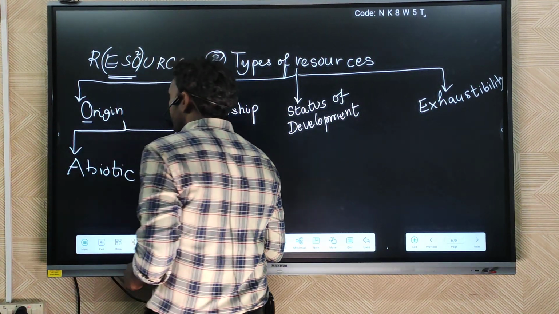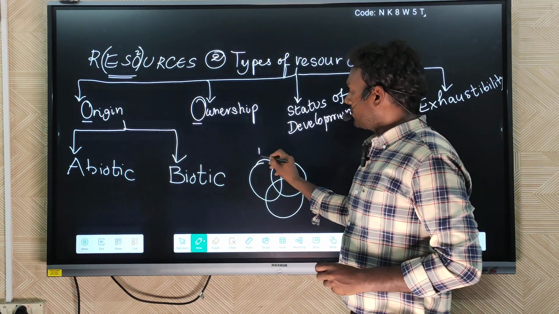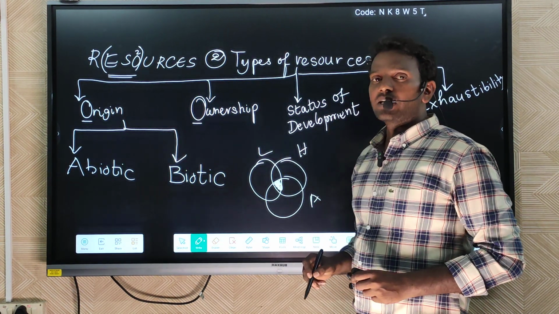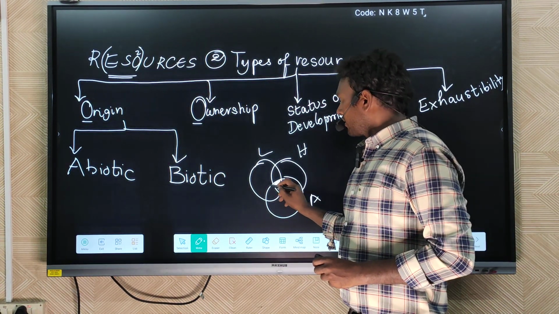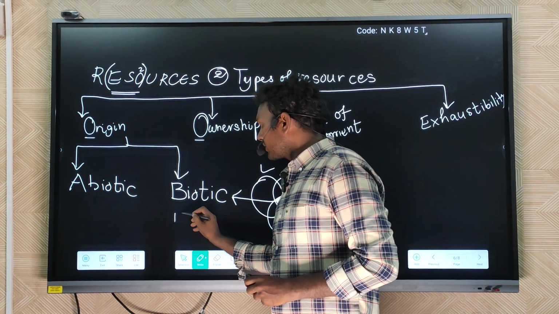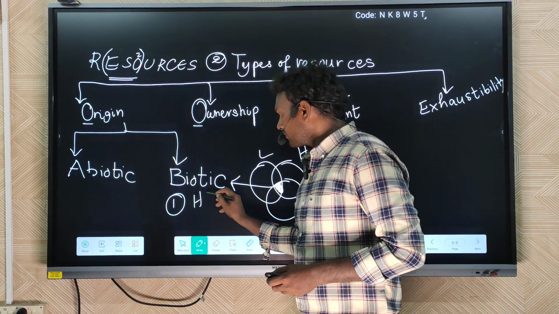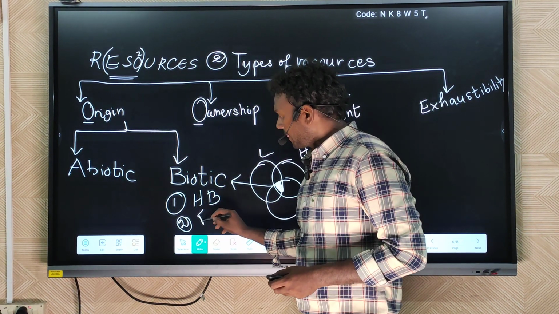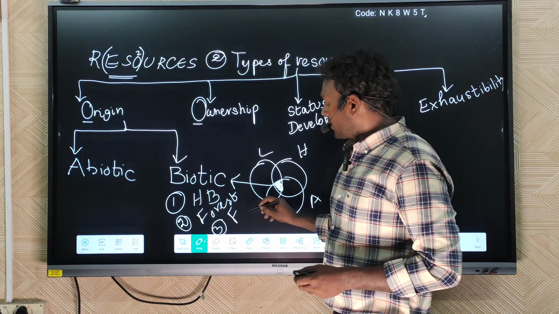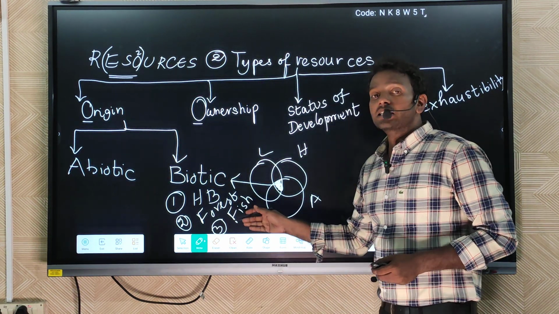What is biotic? We have 4 spheres: lithosphere, hydrosphere, atmosphere, and biosphere. Biosphere means it is about the living beings. The resources obtained from the biosphere come under biotic resources, that is, resources obtained from living beings. For example, human beings, forests, and one more example, fish or aquatic animals. Is it clear? These are the examples for biotic resources.